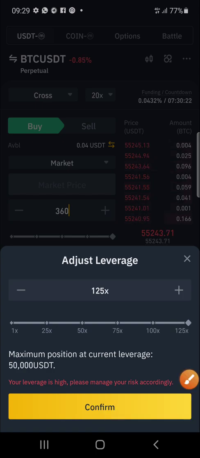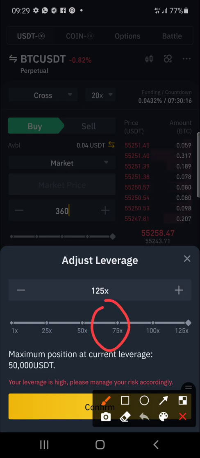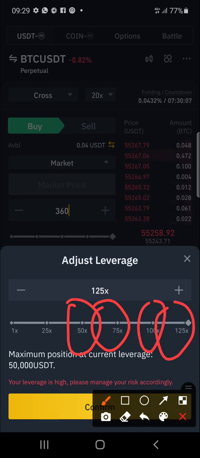Not every coin, some coins might stop their leverage level at, let me say, 75, like Ethereum stopped at 75, some stopped at 50, some at 100. So not all of them go up to 125. Just be aware of it.